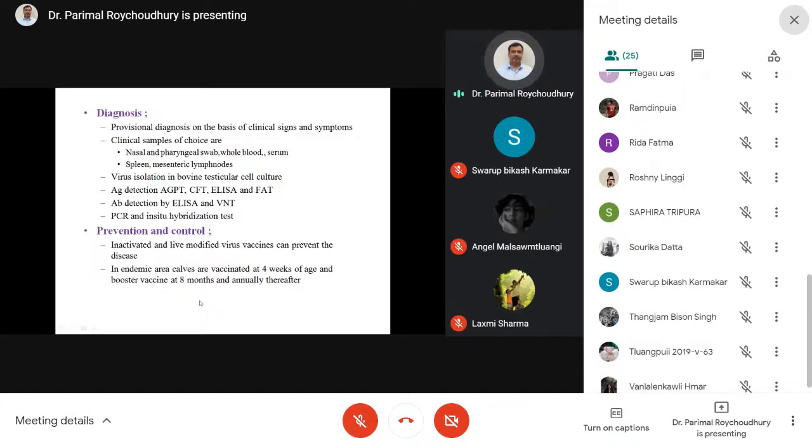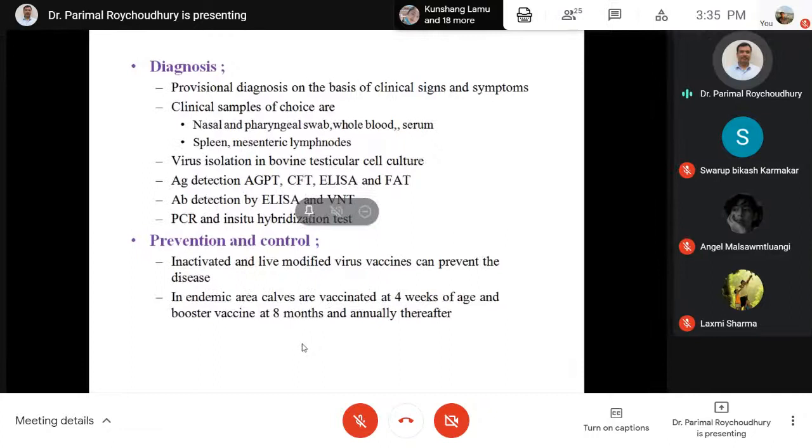But this vaccine is not available in the Indian market. In some states of India, particularly Punjab and Haryana, which are very good milk producer states, I heard that they procure this vaccine and use it in their animals. However, in our market, we don't get the vaccines. As such, no Indian pharmaceutical company is producing vaccines for BVDV.